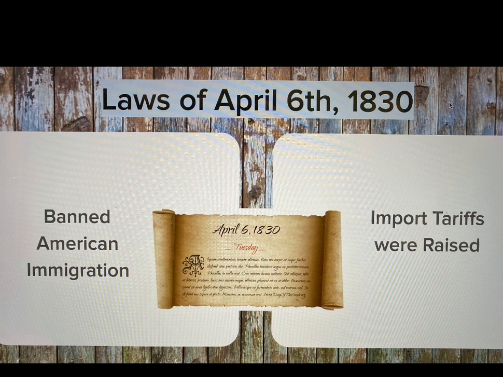Mexico had had enough of the impresarios and other Texan immigrants revolting against the government, so they established the laws of April 6 in 1830. These laws banned further American immigration and raised import tariffs. However, this only caused the impresarios and other Texan immigrants to become even angrier, and they continued to revolt against the government.